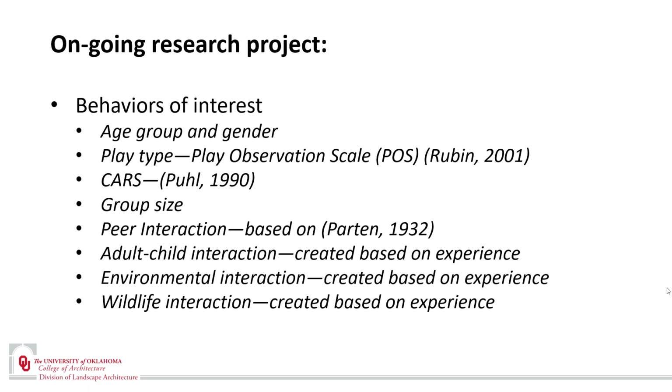This is a list of behaviors that Dr. Cox, Dr. Loback, and I have used over the years. The two that I want to draw your attention to is a scale determining play type. This is the play observation scale developed by Rubin. We'll talk about this later. And then CARS. This stands for Children's Activity Rating Scale. This assesses children's physical activity level on a scale of 1 to 5, and we'll also talk about that later.